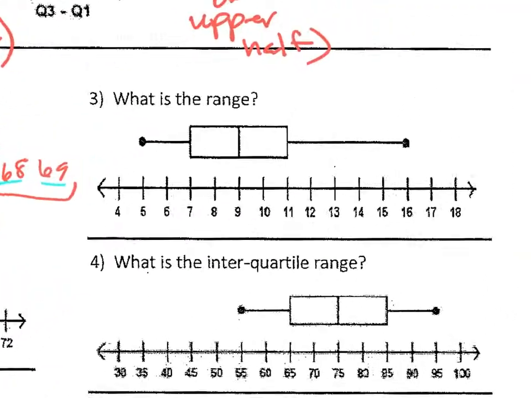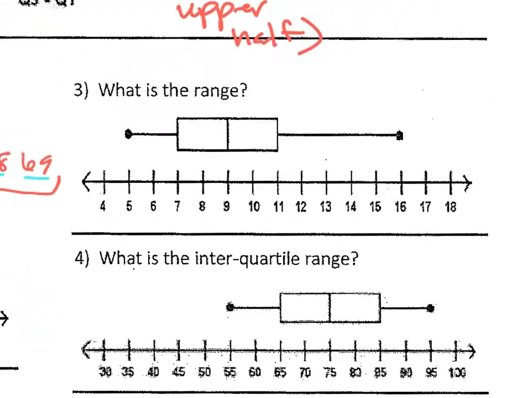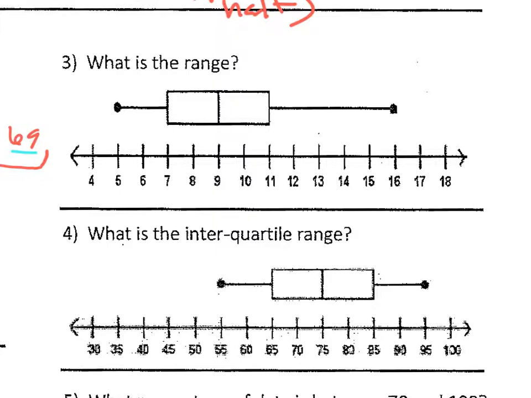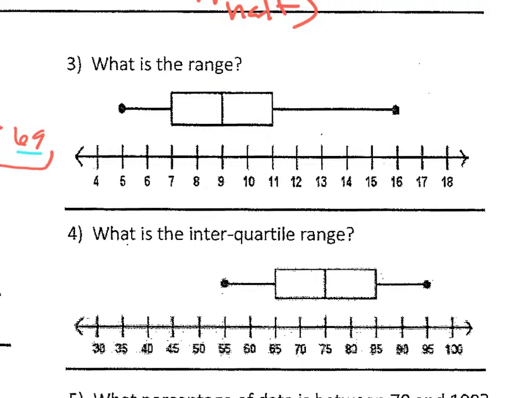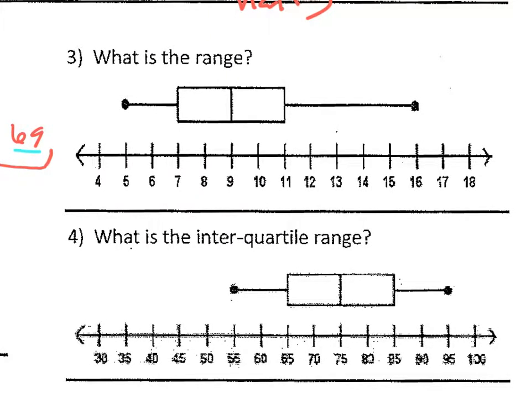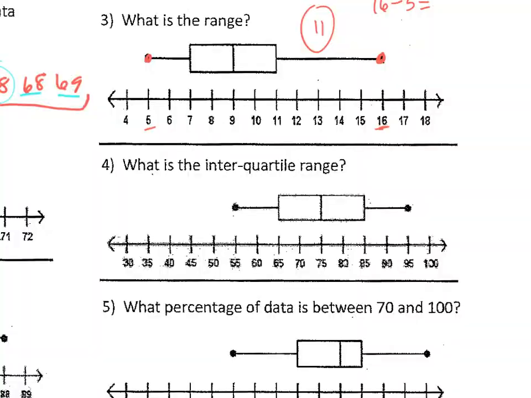Number 3 up at the top, what's the range? What did range mean from Monday? Largest minus smallest. Okay, so biggest minus smallest. So what's our biggest number on this set? 16. Good. So 16 minus 5. And that's 11. And that's it. Okay, look at number 4.